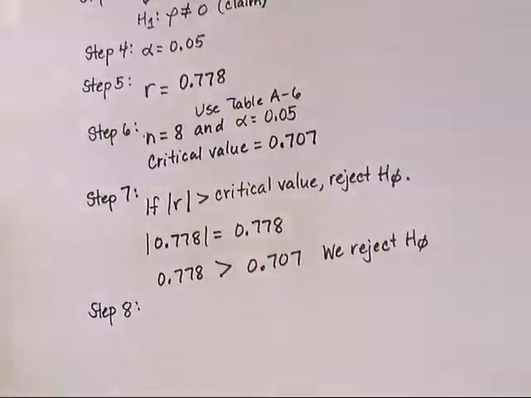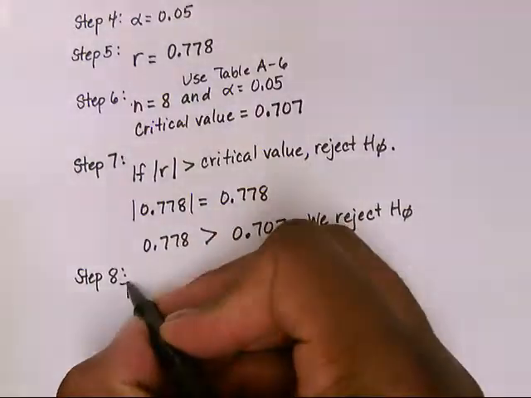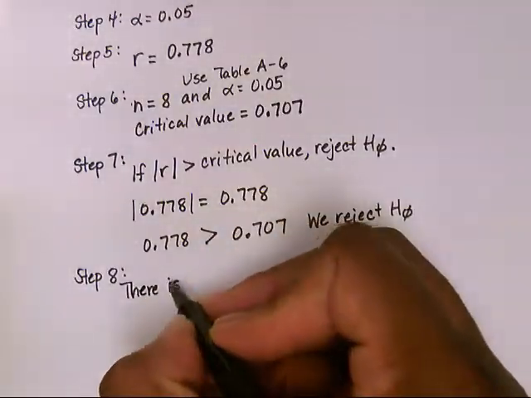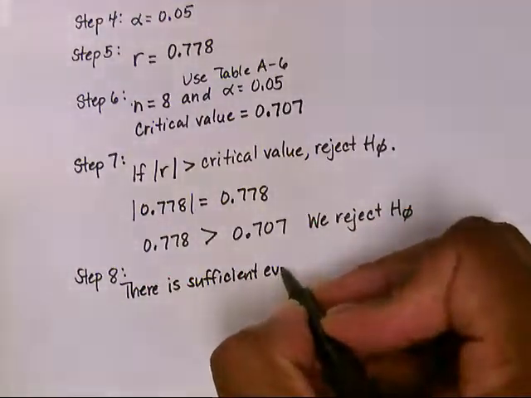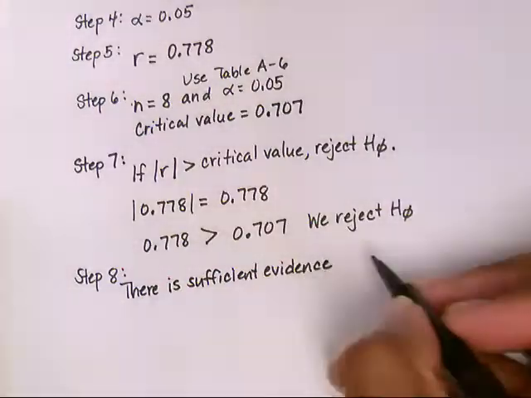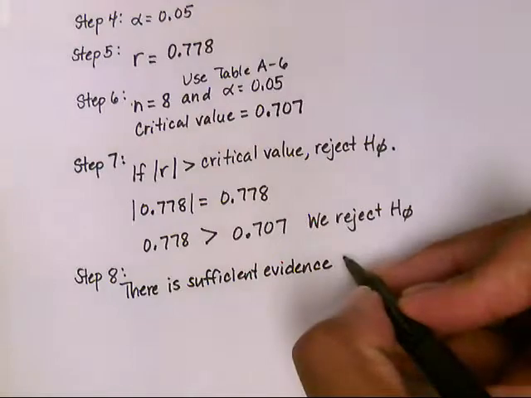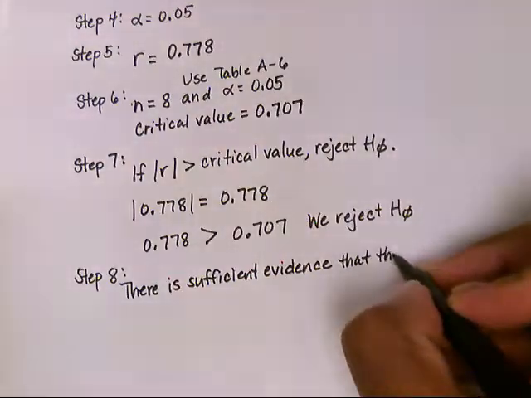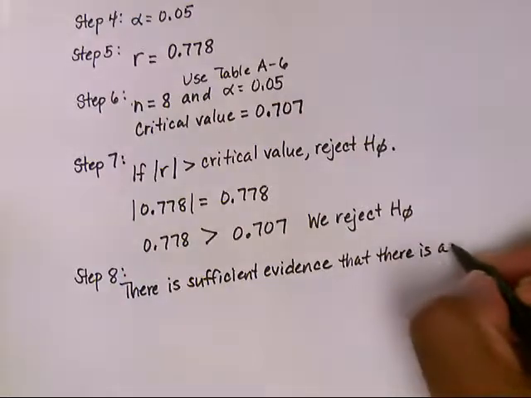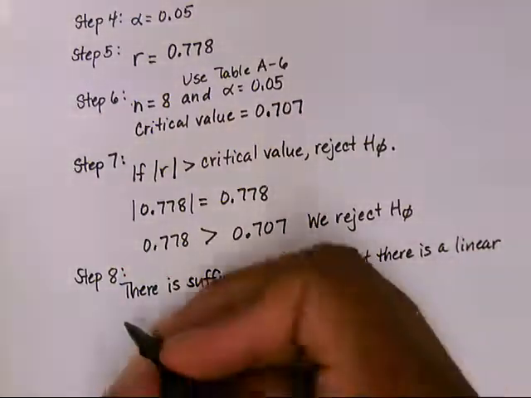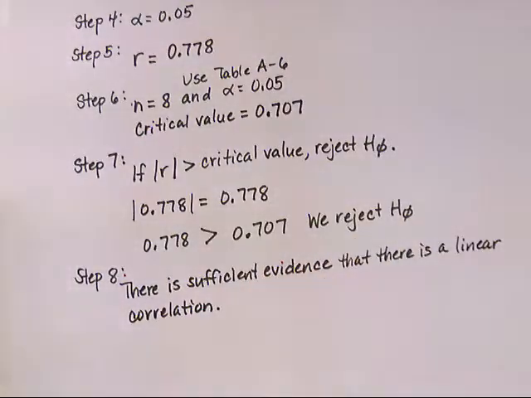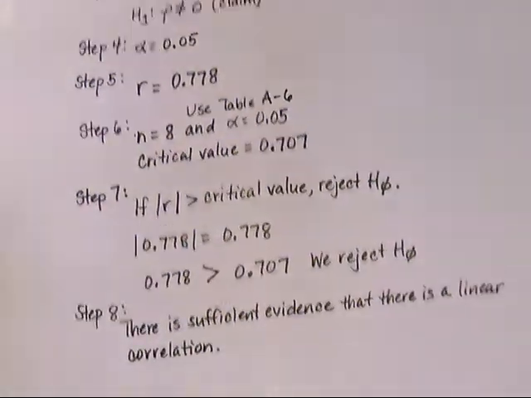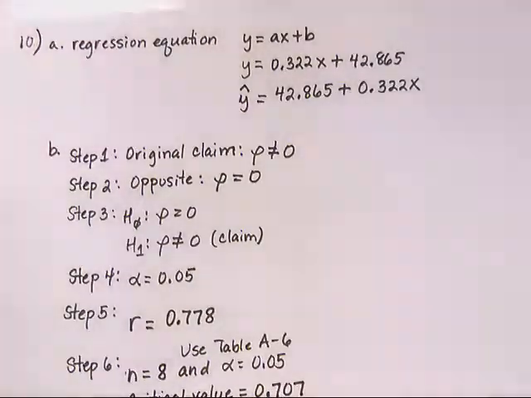And then step number 8 is our conclusion statement. Now I'm not going to be elaborate about this one, but here I just say that there is sufficient evidence, since we rejected the null, that means that there is sufficient evidence that there is a linear correlation. Now, since there is sufficient evidence that there is a linear correlation, that means that our regression equation is a good model that we can use.